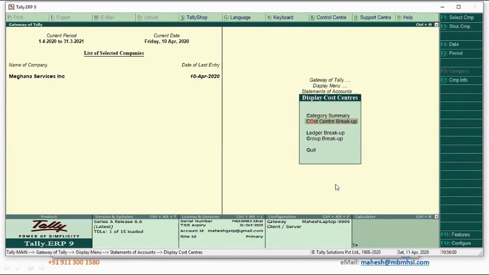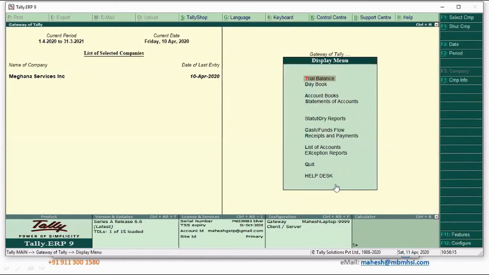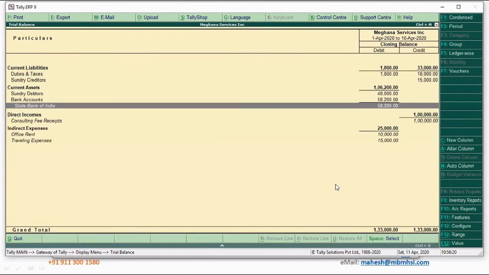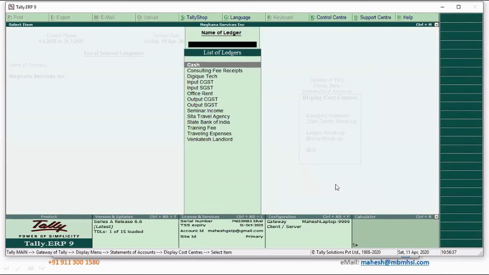Okay. Or if I want a ledger wise breakup, say I want a breakup of how much money in my bank is available against which project. For example, if you just look at the normal trial balance, what is your trial balance bank details? 58,200, right? This 58,200 is against which projects? Money of 58,200 belongs to which are all the projects? If you want to know that, you could go to statement of accounts, cost center, ledger breakup for State Bank of India.